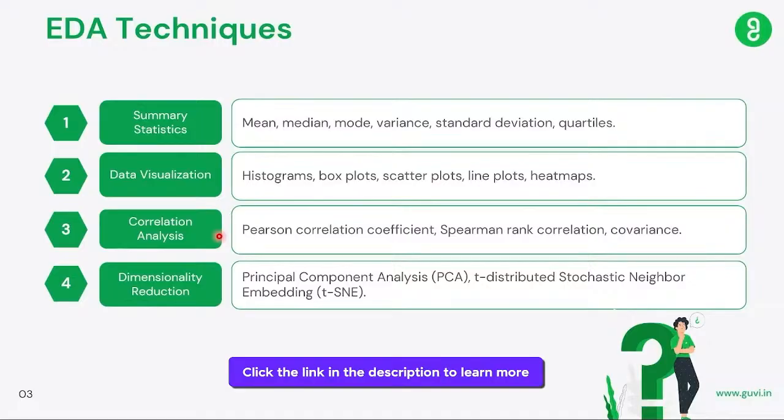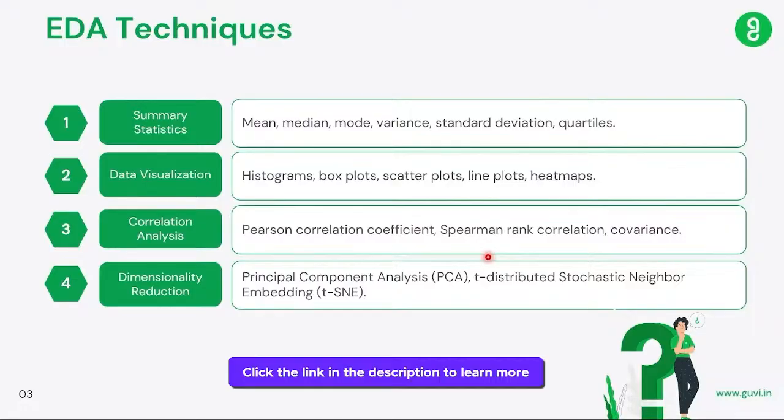Third one, correlation analysis. Correlation analysis quantifies the strength and direction of relationship between variables, illuminating the intricate web of connections woven into our data. Now, some measures such as your Pearson correlation coefficient, your Spearman rank correlation, and covariance, all provide us with the numerical insights into the interplay between the variables.